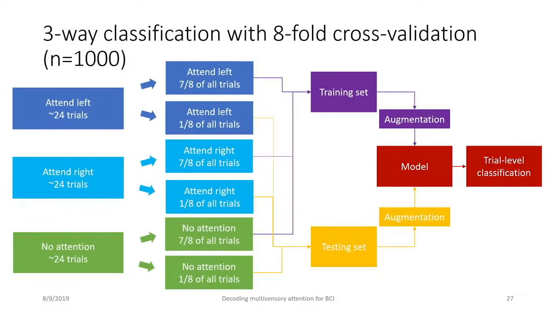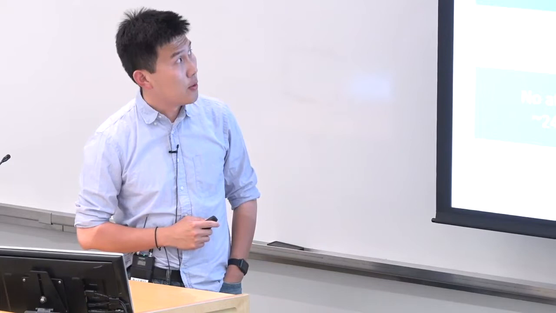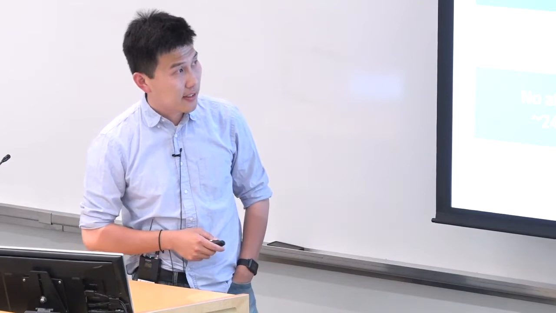And for classification, we use a three-way classification, because we have three different conditions, and we did the classification for each modality individually. Here I'm using eightfold cross-validation repeated 1,000 times. I first divide the whole data set we have into eight folds, use 7/8 of them to train the model, and use the other one for testing. And after 1,000 times, it can give us a trial-level classification result.